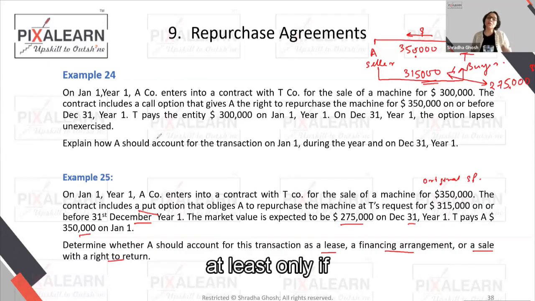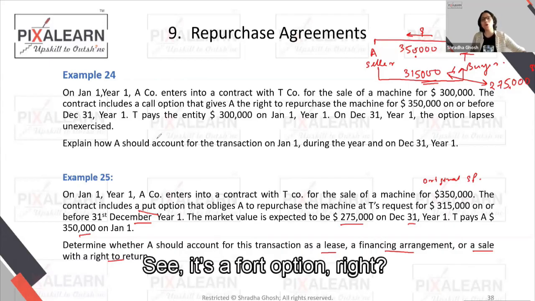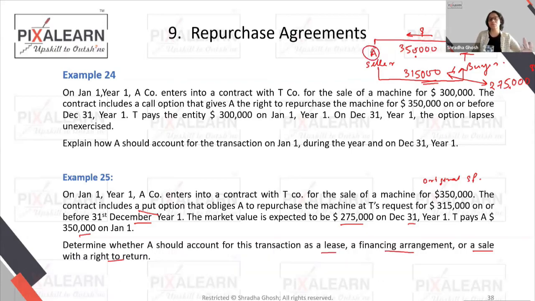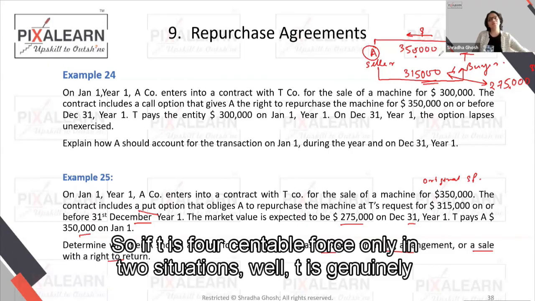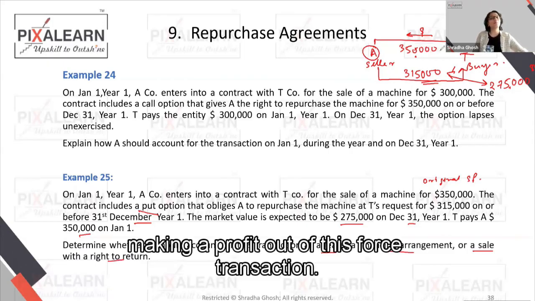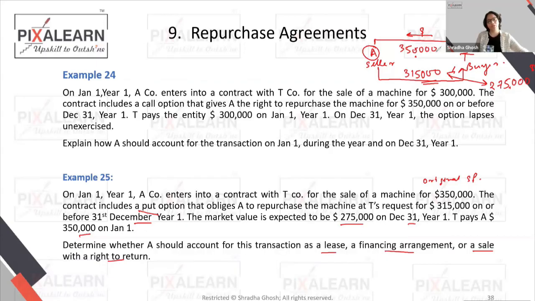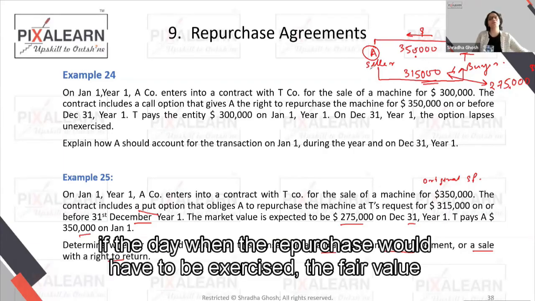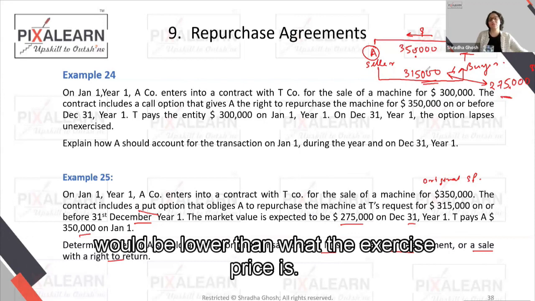But lease only if T, see, it's a put option, right? If it's a put option, that means T is forcing you to do it. It is not at the behest of A. So if T is forcing, T will force only in two situations. When T is genuinely making a profit out of this forced transaction. That can happen only if, on the day the repurchase would have to be exercised, the fair value would be lower than the exercise price.